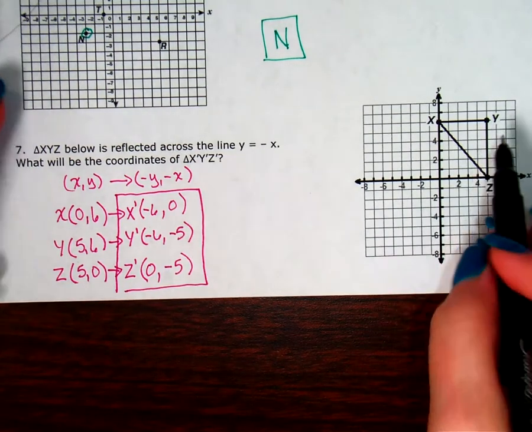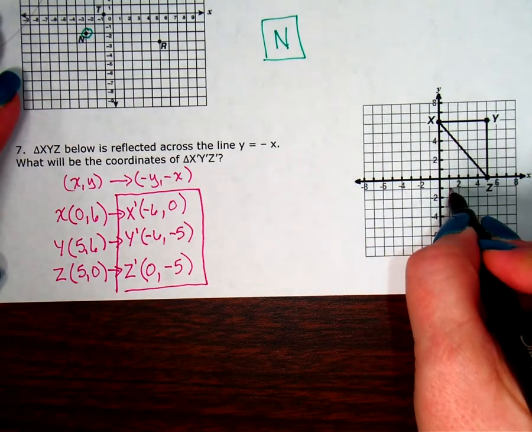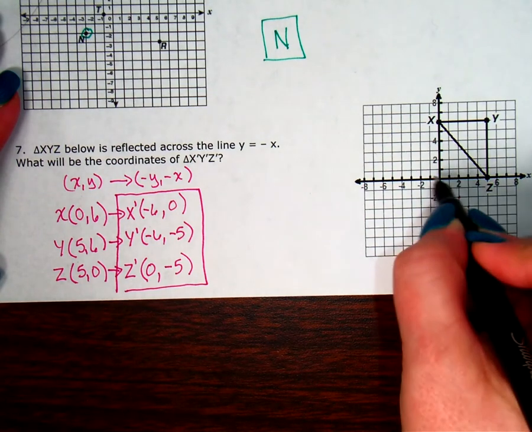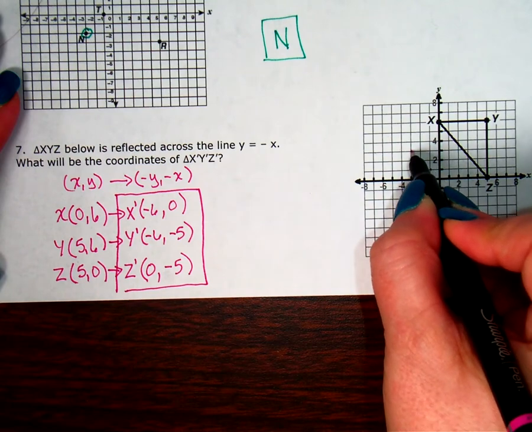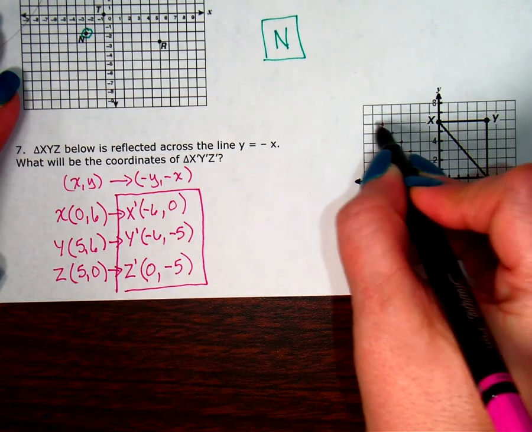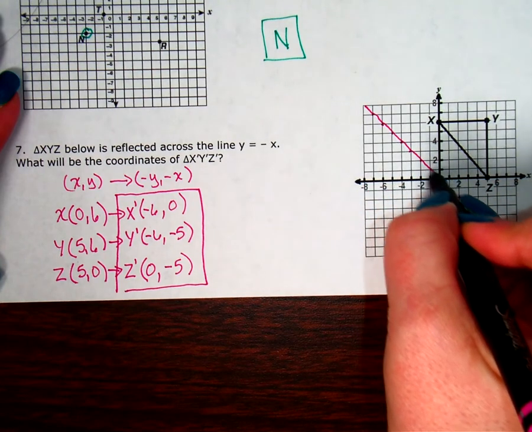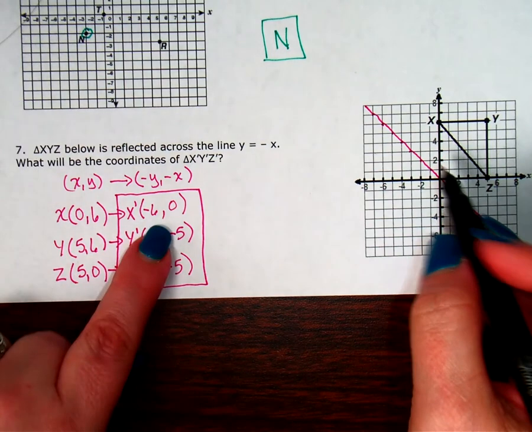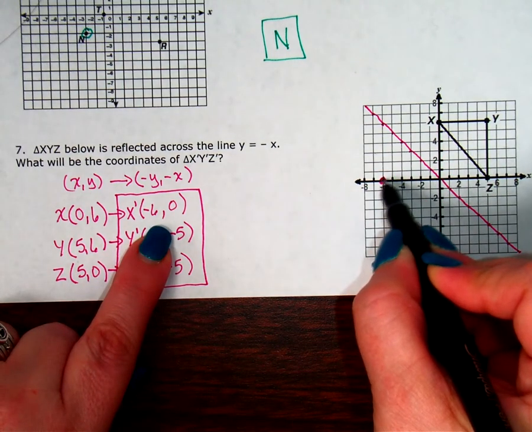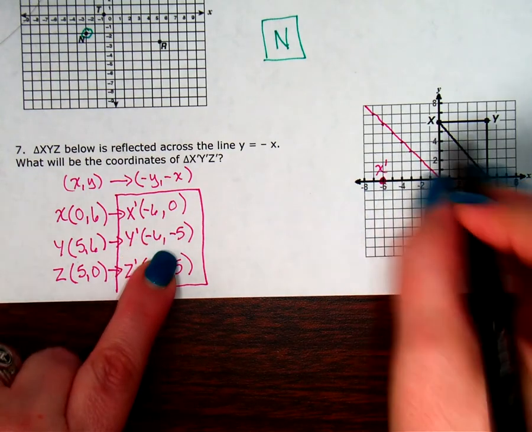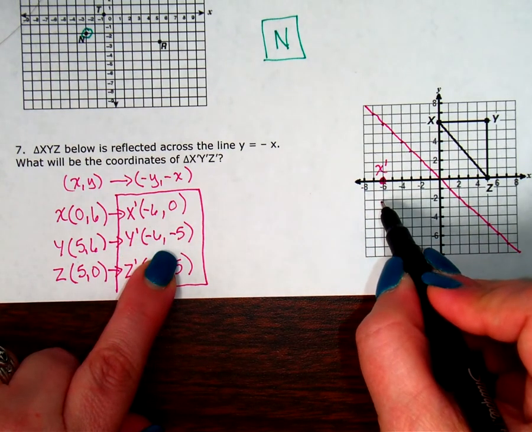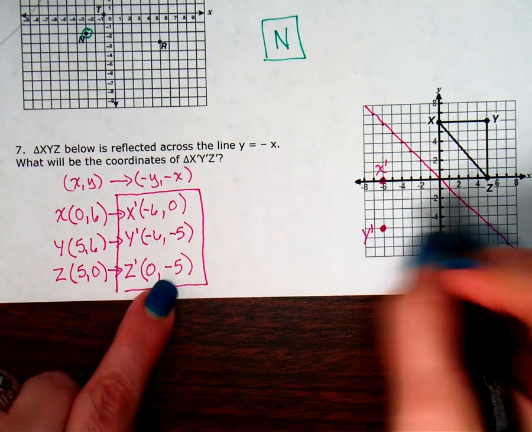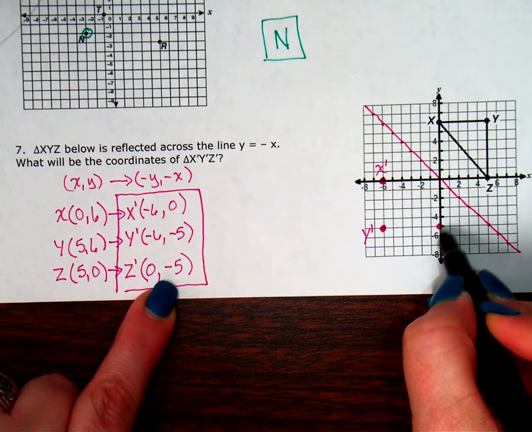And when I graph that, I should expect it to reflect across y equals negative x, which is my parent function that has been multiplied by a negative 1. So instead of having an uphill slope of 1, it's going to have a downhill slope of 1. Okay? X prime is at negative 6, 0. Y prime is at negative 6, negative 5. And Z prime is at 0, negative 5.